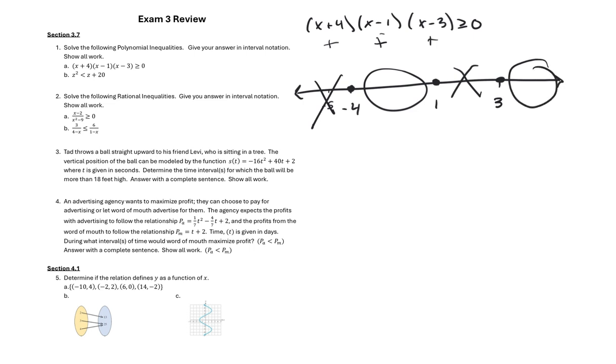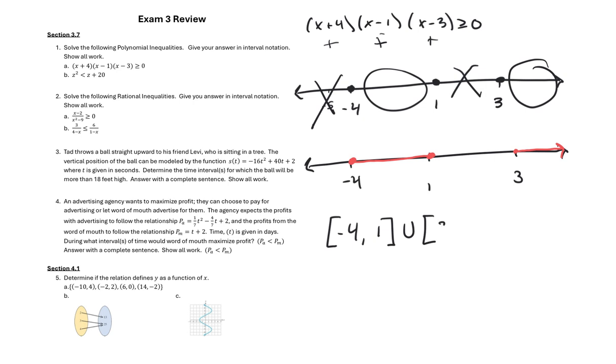So now we can rewrite our number line a little bit clearer. We have -4, 1, and 3. We have this part included, this part included, and then this goes to infinity. So writing that, we can say [-4, 1] union [3, infinity).